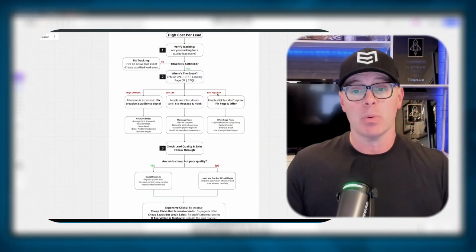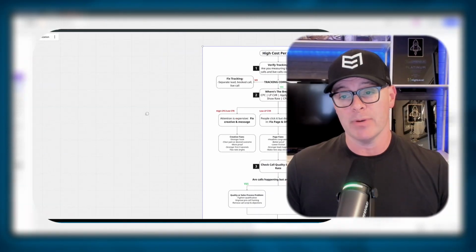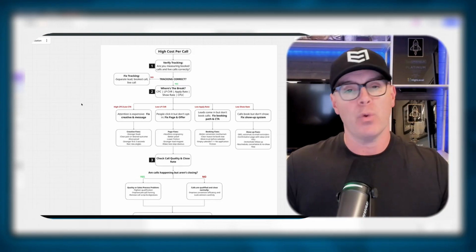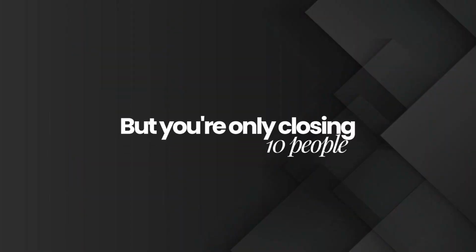Let's dive in. So I'm going to start with high cost per lead, because these are the two main problems. You either have a high cost per lead or you have a high cost per call. That's typically leading to a high cost of acquisition, one way or the other. I will say this. I actually would focus on optimizing my cost per call before I would worry about a lead. And what I mean by that is, let's say you're getting a $2 lead, but you're only closing 10 people. If I were to show you how to get a $20 lead and close 30 people, would you be okay paying for a higher lead?